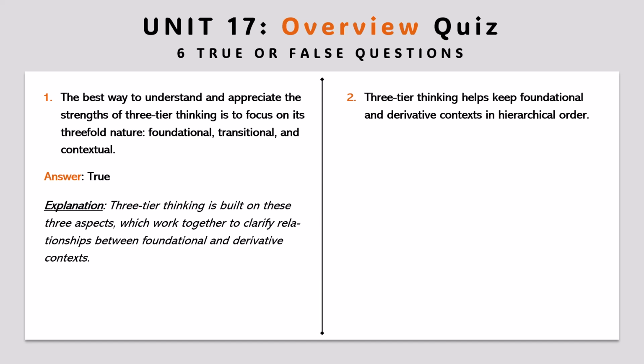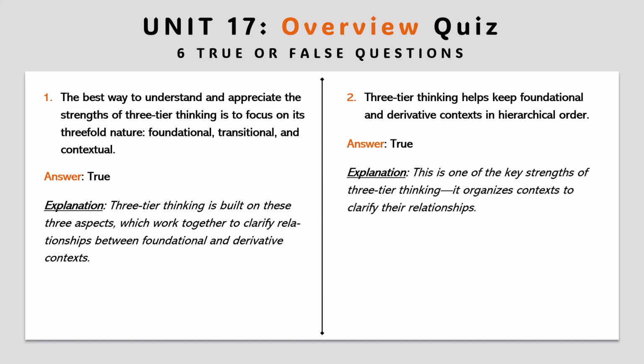Question number 2. 3-tier thinking helps keep foundational and derivative contexts in hierarchical order. Answer: true. Explanation: this is one of the key strengths of 3-tier thinking. It organizes contexts to clarify their relationships.